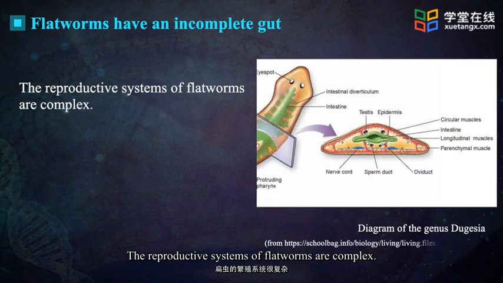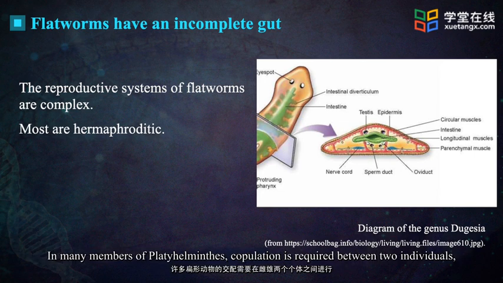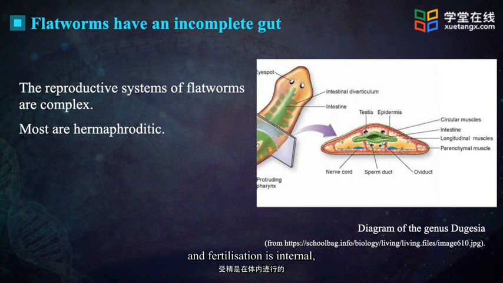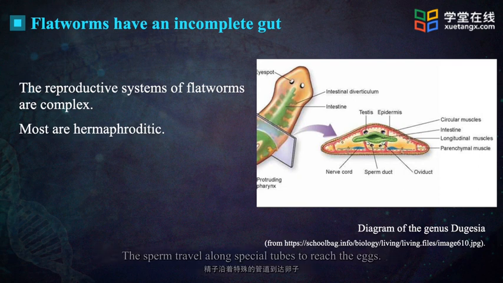The reproductive systems of flatworms are complex. Most are hermaphroditic, each individual containing both male and female sexual structures. In many members of flatworms, copulation is required between two individuals, and fertilization is internal, each partner depositing sperm in the copulatory sac of the other. The sperm travel along special tubes to reach the eggs.